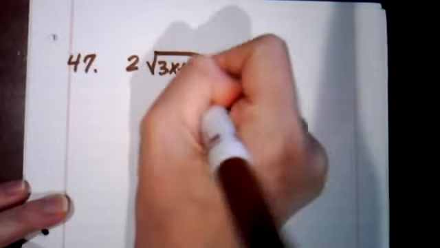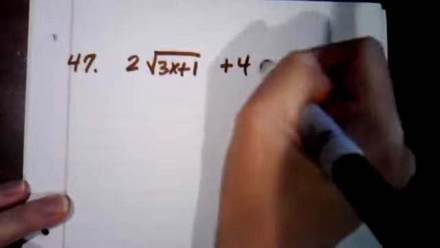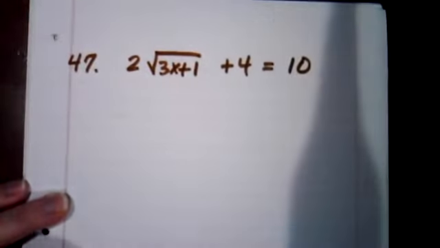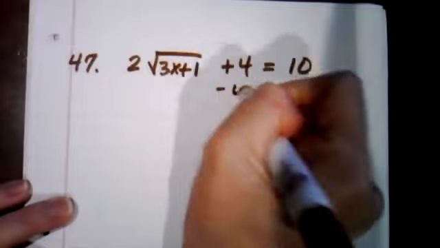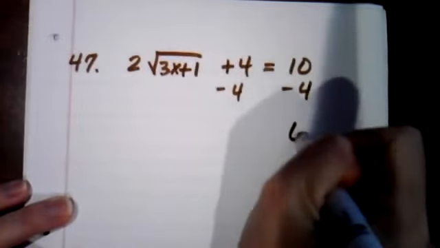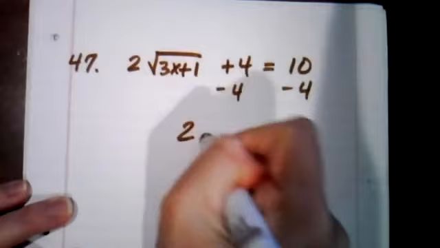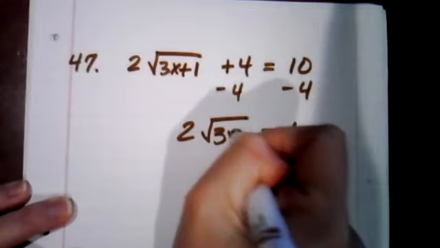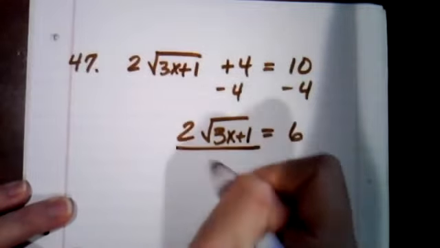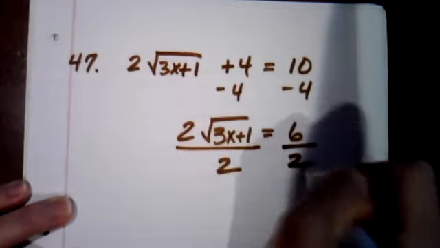We'll get another sheet. Last problem in prep for your test is 47. This one's a little bit different, but it's still something that you have to isolate the radical. And I want you to pay attention to that. So move that 4 over. We get 6. And is the radical isolated yet? No. Need to get rid of that 2.